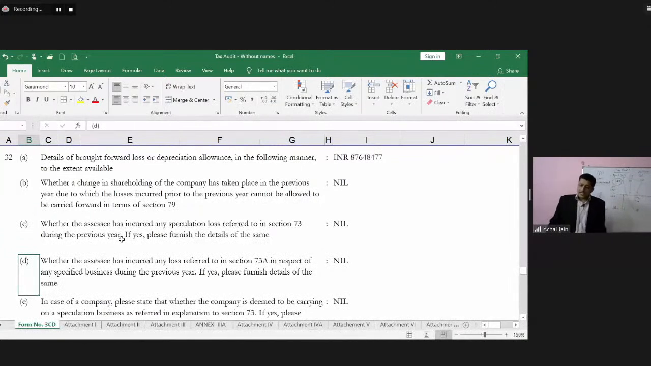Mahesh has a query. He's asking, sir, 269SS says loan or deposit other than account payee cheque, etc. So are we trying to report even account payee cheques compulsorily? Yes. That's why the particulars are required to be reported. You saw one column which I showed you, account payee cheques, whether it's received through account payee cheque or not. So it's required to be reported.